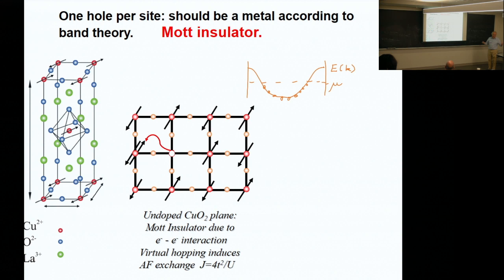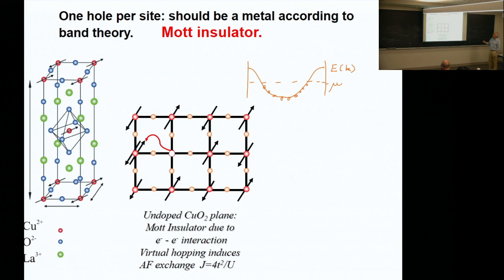And the band can accommodate two electrons because of up and down spin. But if you have one electron per site, then the band is so-called half-filled. And so you're guaranteed that the chemical potential will cut the band. So you have a Fermi surface and you have a metal. Right? So according to band theory, if you read Kittel or Ashcroft and Mermin, they will tell you that this is a metal. But in practice, we have many examples where these are insulators. And these are called Mott insulators.